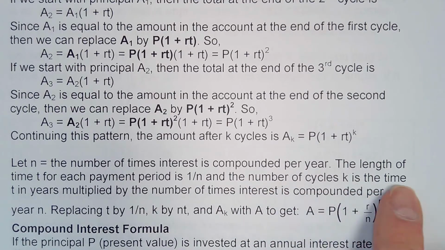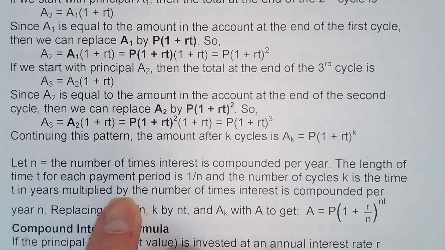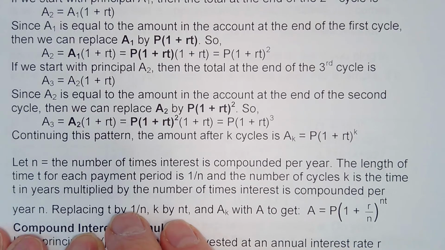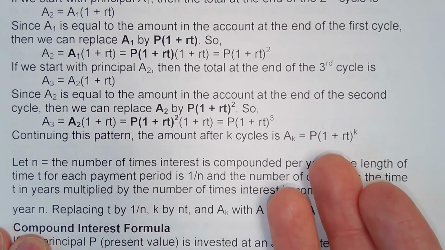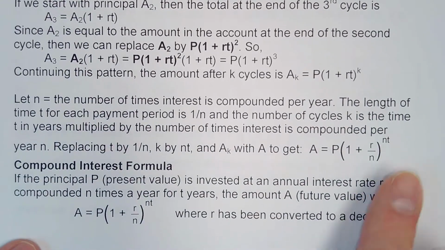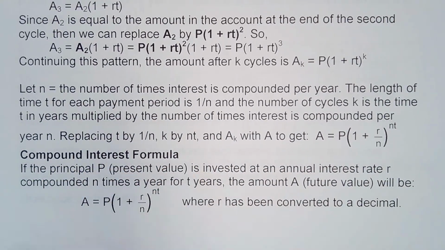The number of cycles K is the time T in years multiplied by the number of times compounded per year. So if I'm compounding interest 4 times a year for 12 years, that'd be 4 times 12, that's 48. Replacing T by 1 over N, K by NT, and A sub K by A, you get this formula. And this is the compound interest formula. Again, you have this on your yellow sheet.